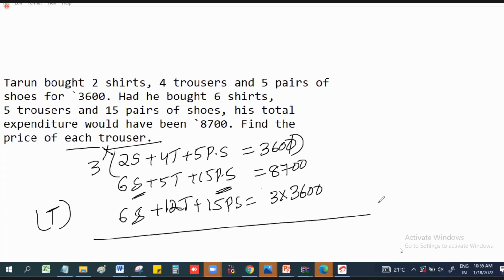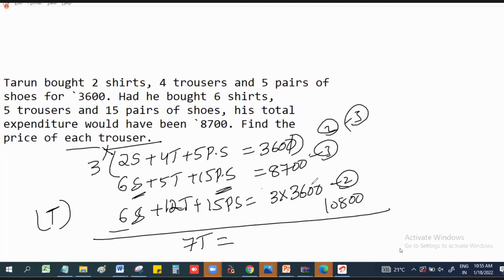Right. So after this, what am I supposed to do? I have to subtract. Let's say this is the second equation and this is the third equation. You have to do 2 minus 3, which means this equation minus this equation. So you will get 7T, which equals 10,800 minus 8,700. So what is the difference here? 2,100. Then T will become 2,100 by 7. That will give your answer as 300 rupees. Yes or no? 300 rupees. Okay, 2 important points here.